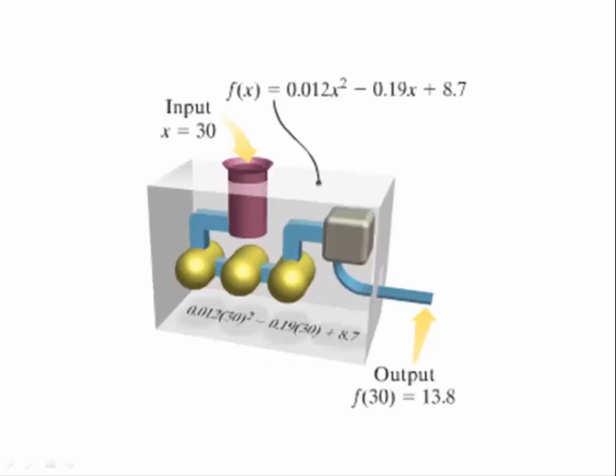Here's a visual of what's called a function machine. We have f of x equals 0.012x squared minus 0.19x plus 8.7. We want to put 30 into the function machine. The function will take an input of 30 and put out an output of 13.8. So with a function machine, you put in an input and it's going to spit out an output.